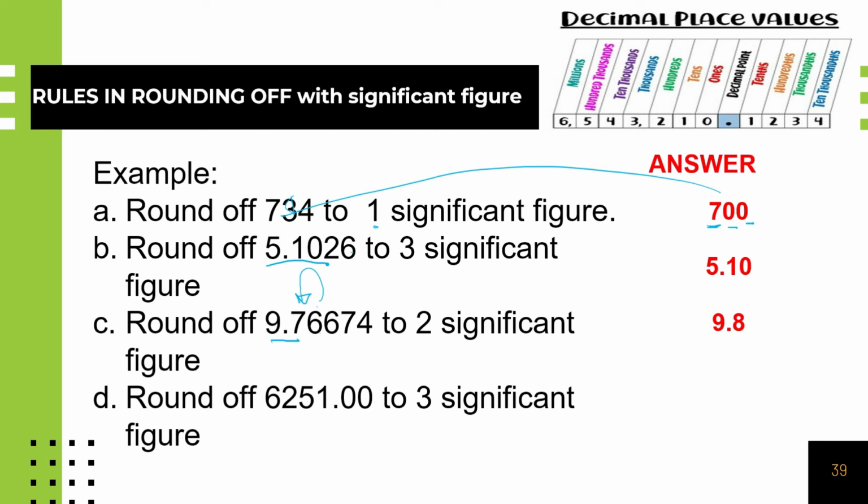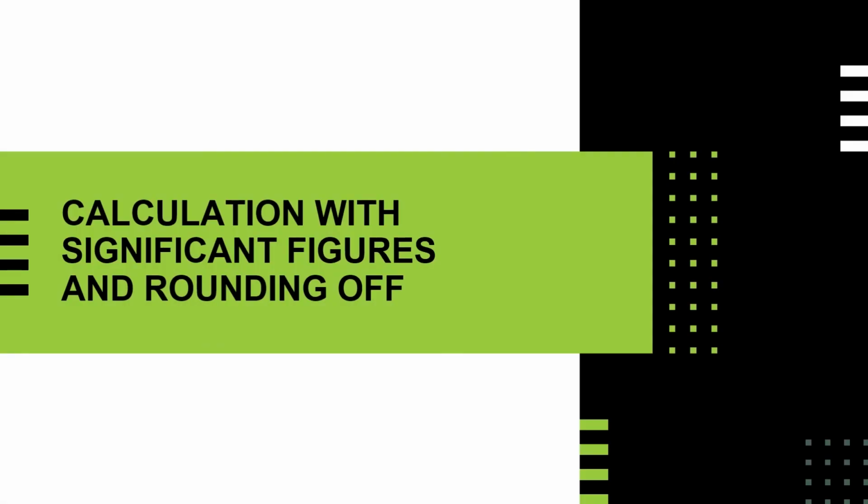Next, round off 6251.00 to 3 significant figures. The answer can be 6.25 times 10 raised to 3, or it can be 6250. Okay, so this is also 3 significant figures. Okay, so I hope you understand.